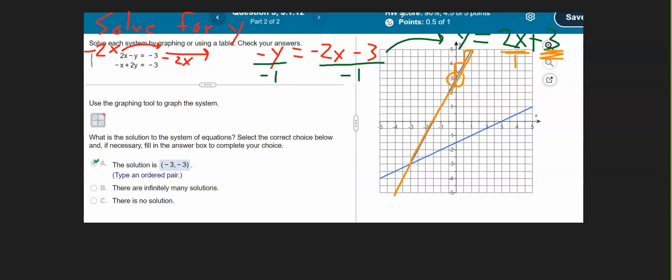Remember, you only need 2 points to graph a line, but it's nice if you have more than that. On the second equation, to get the x to move to the other side, you're actually going to be adding the x to both sides. So that's going to get rid of that, leaving me 2y on the left side and x minus 3 on the right side.